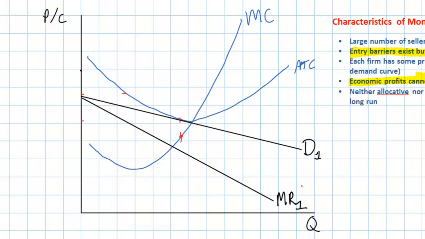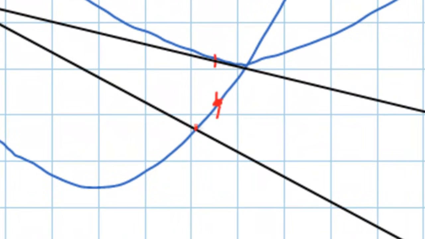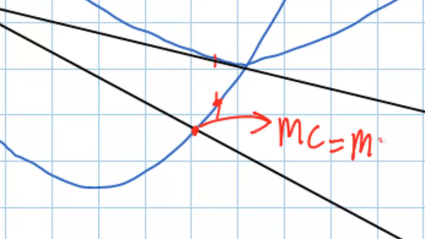How do I know this demand is lower than the original level? Well, because as we can see, there are no longer any economic profits that are being earned. It's now impossible for a monopolistic competitor to earn economic profits. Let me show you why. The firm will want to continue to produce at the quantity where MC equals MR. This is the profit maximizing level of output.